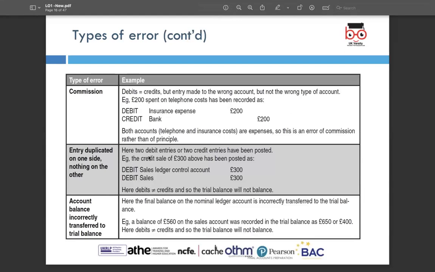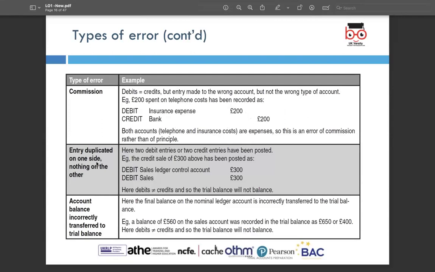Okay, so error of commission. This occurs when a transaction is recorded correctly but in the wrong account within the same category. For example, recording £200 spent on telephone costs as a debit to insurance expense instead of telephone expenses.